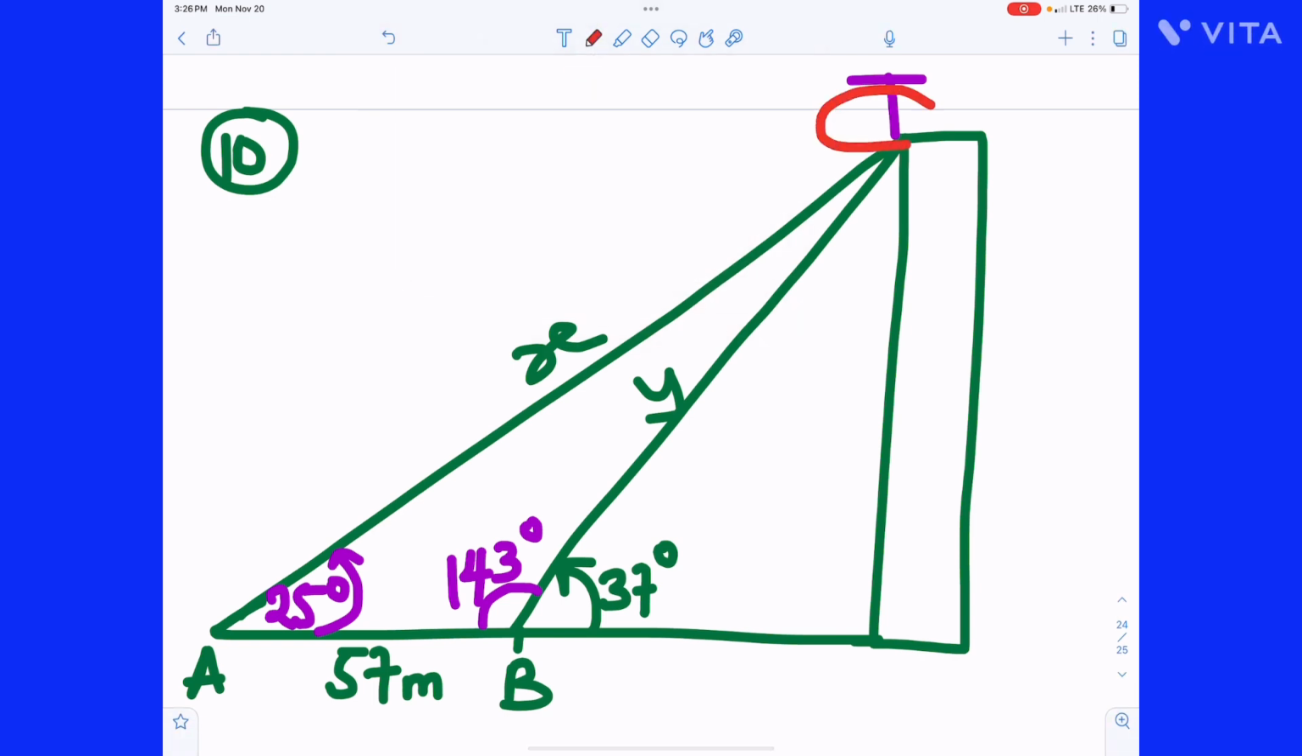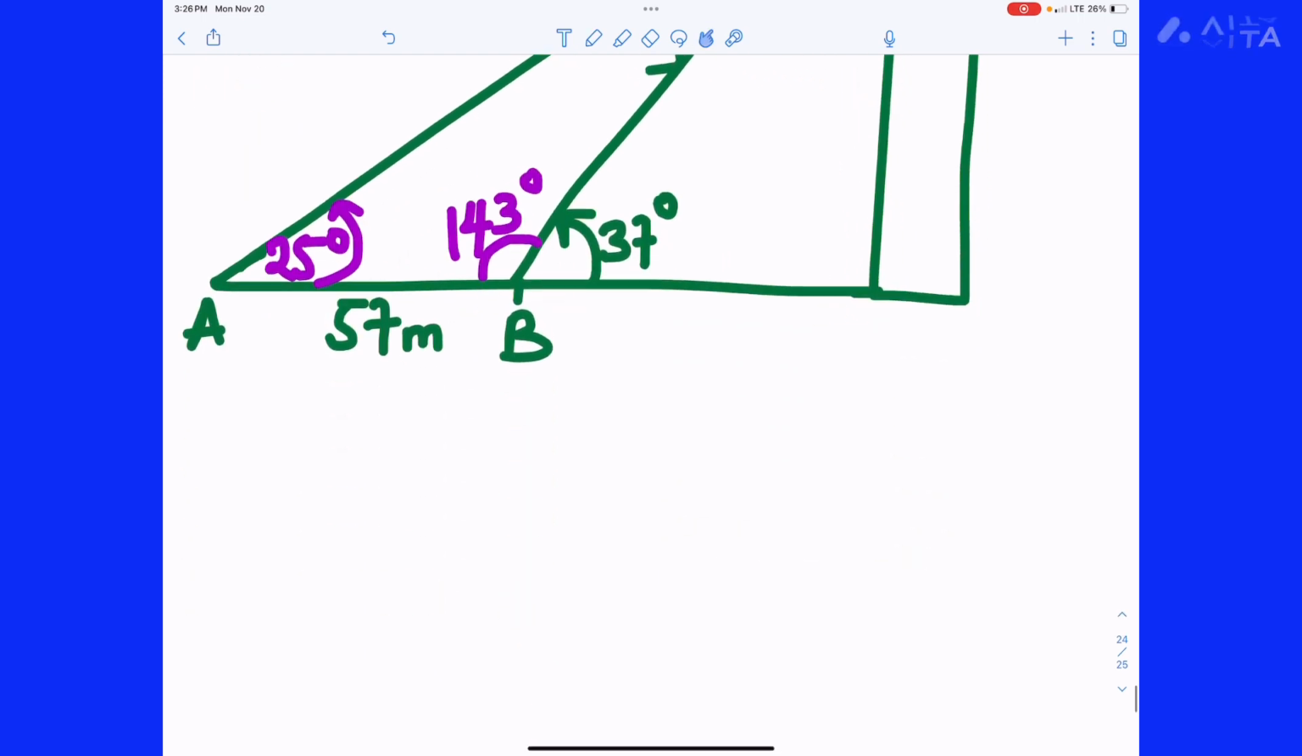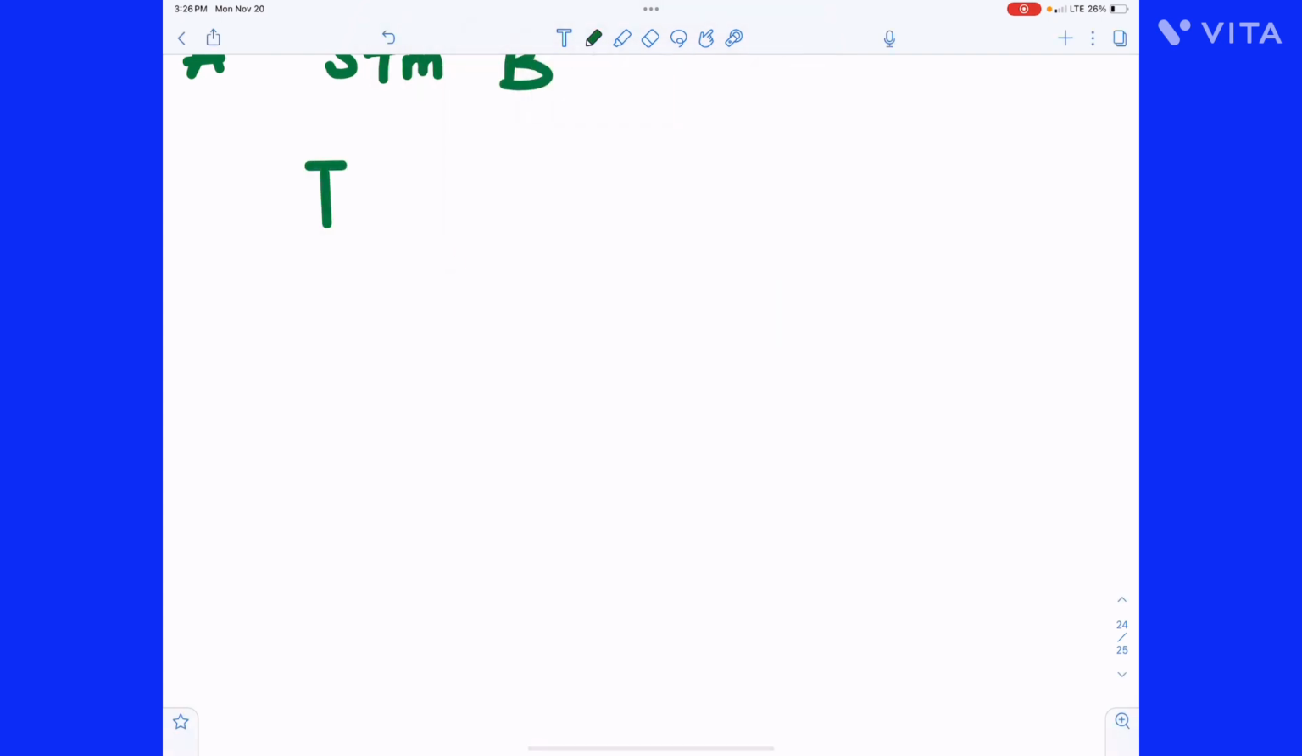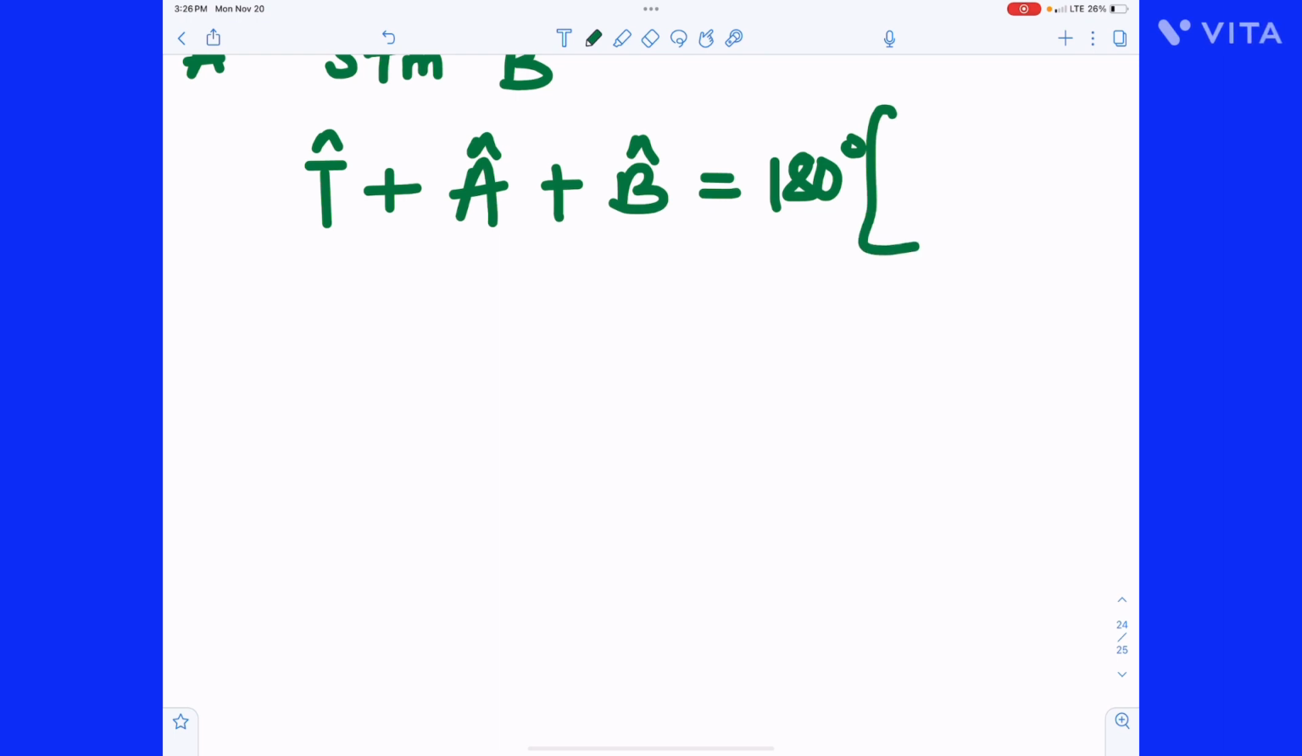Also, I know two angles of triangle TAB now. I know the angle at A here. I know this obtuse angle at B, but I don't know this one. So I can use the sum of angles in a triangle to get it. Can you see? I can say angle at T plus angle at A plus angle at B is 180. Sum of angles in a triangle.